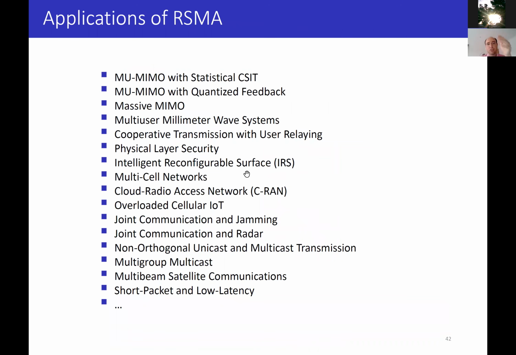Right, so because it's a fundamental communication theoretic scheme, you can use this in many, many different scenarios. And I just list here a few of them. Whenever you have multi-user interference, multi-antenna, essentially, it can be used. So when you have statistical CSIT, quantized feedback, massive MIMO, whether it's FDD or TDD, millimeter wave, user relaying, physical layer security, when you have intelligent surfaces, multi-cell, communication jamming, communication and sensing. There are many, many different scenarios, multi-beam satellite communication. So when I give a tutorial on rate splitting, then I go into all those applications in much more detail.